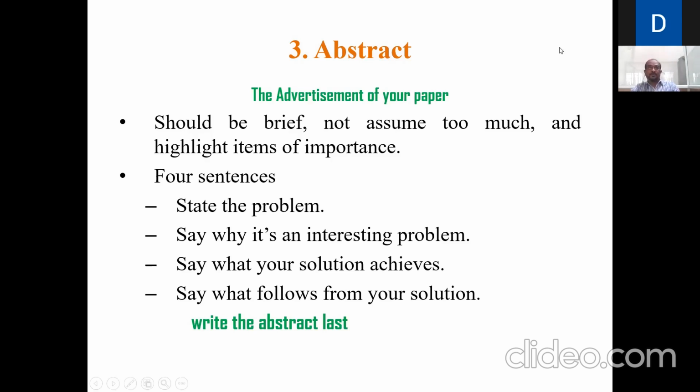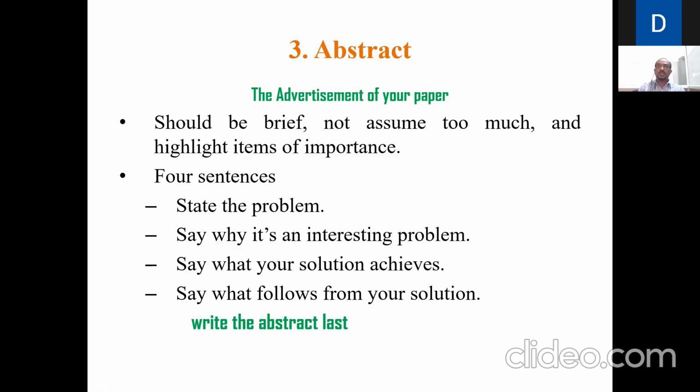It should be brief, right? It should be about 4 to 8 sentences. So what should these sentences have? The first sentence should state the problem. What problem are you going to analyze in that paper? That should be clearly mentioned in the first 2 lines. Say why it is an interesting problem. Why you have taken that particular problem, how it is interesting, and how it will be useful to society. You have to discuss that in another 2 lines in this abstract.